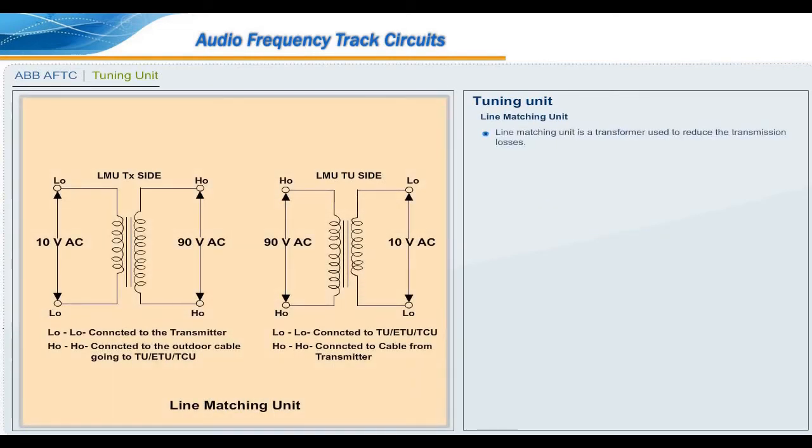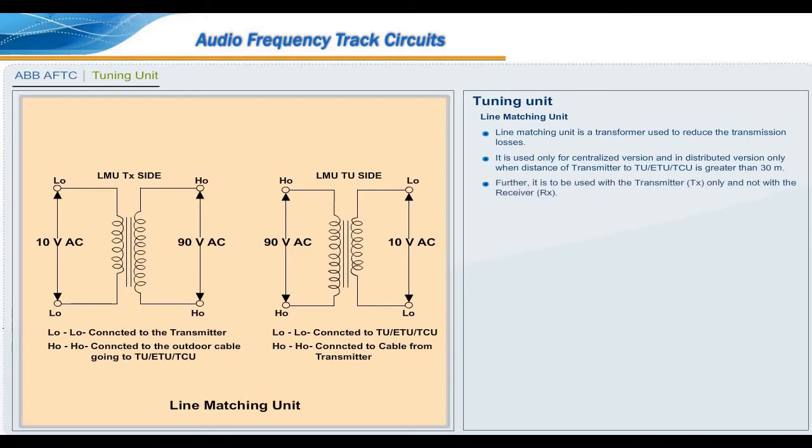Line matching unit. Line matching unit is a transformer used to reduce the transmission losses. It is used only for centralized version and in distributed version only when the distance of transmitter to TU/ETU/TCU is greater than 30 meter. Further, it is to be used with the transmitter TX only and not with the receiver RX.